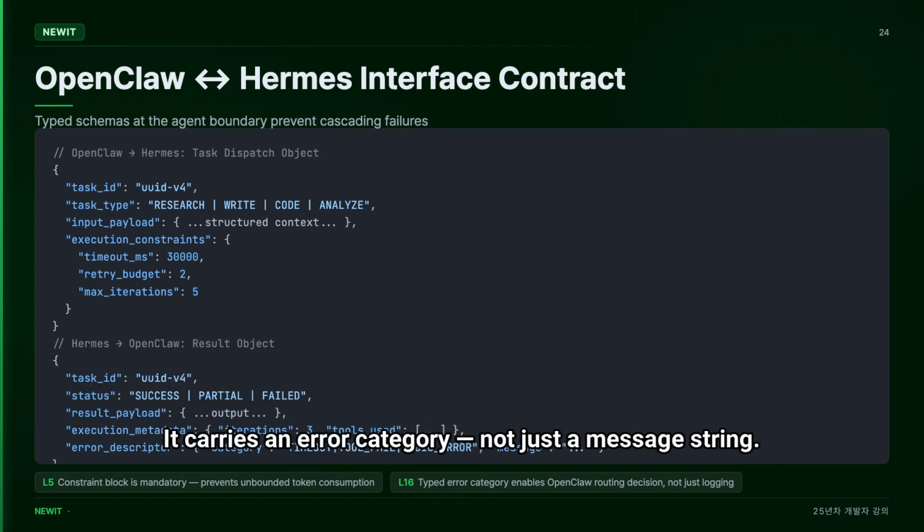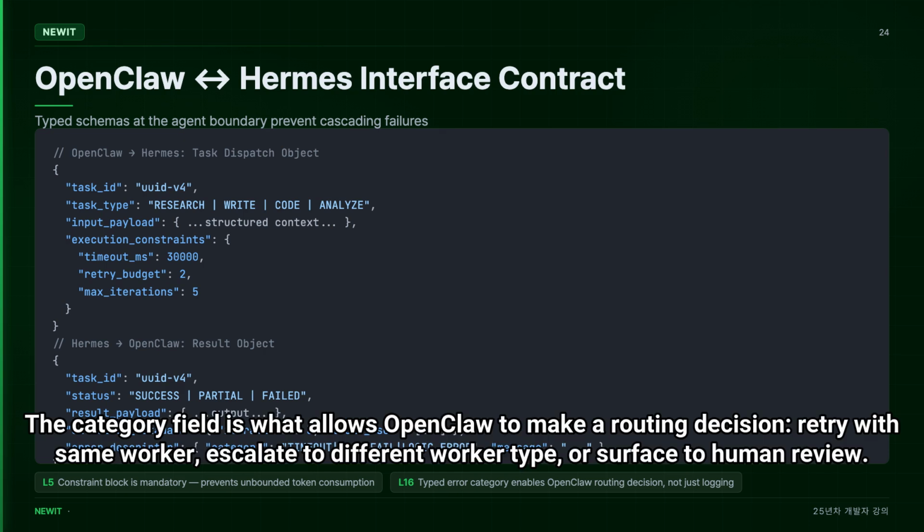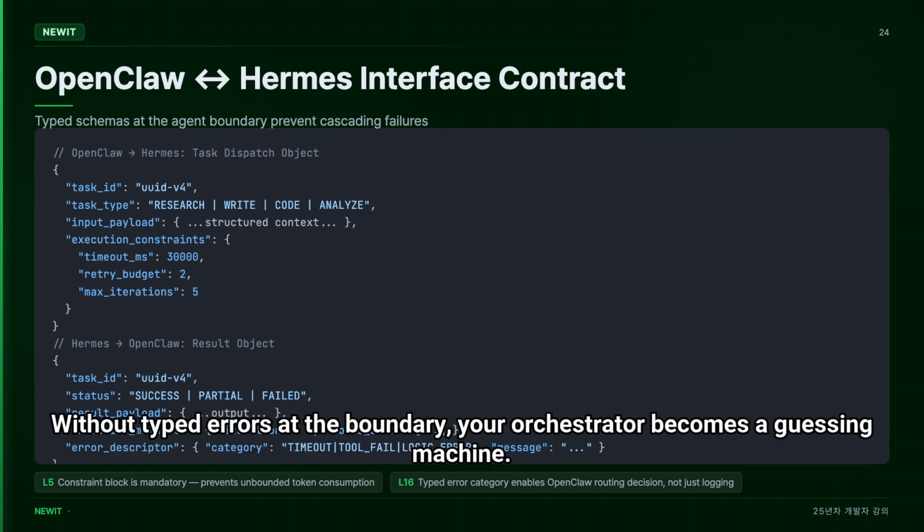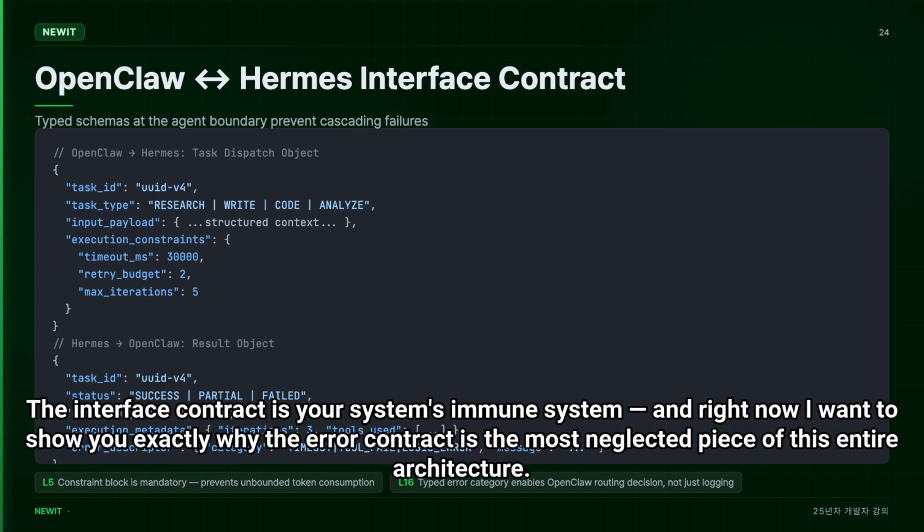Now look at that error descriptor carefully. It carries an error category, not just a message string. The category field is what allows OpenClaw to make a routing decision: retry with the same worker, escalate to a different worker type, or surface to human review. Without typed errors at the boundary, your orchestrator becomes a guessing machine. The interface contract is your system's immune system, and right now I want to show you exactly why the error contract is the most neglected piece of this entire architecture.